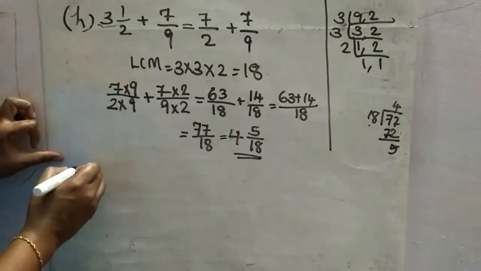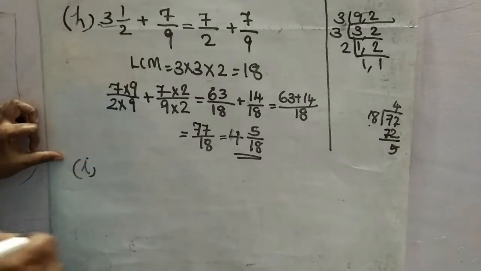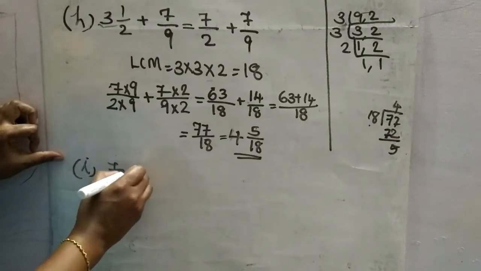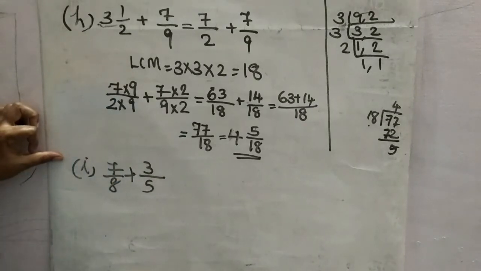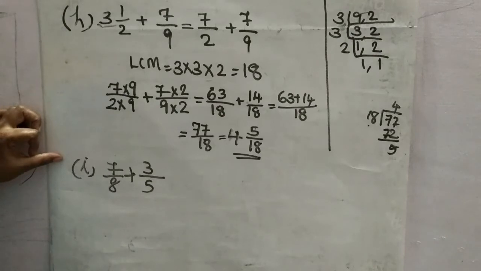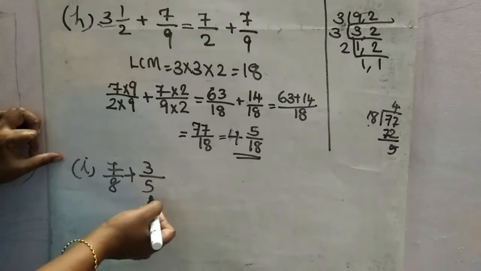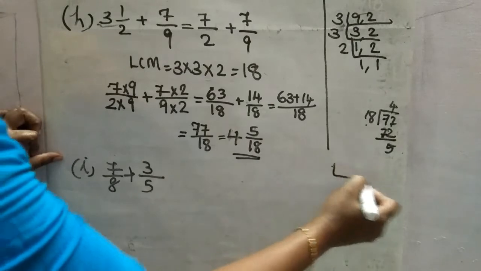Okay. Now next question. 7 by 8 plus 3 by 5. How will you calculate this? Yes, it is an unlike fraction. So convert it into a like fraction.